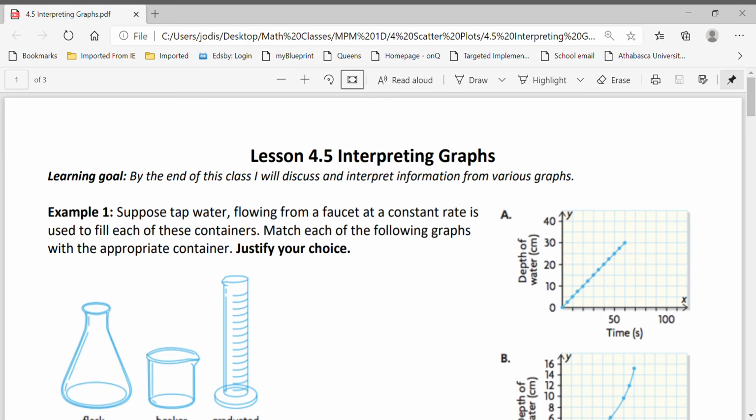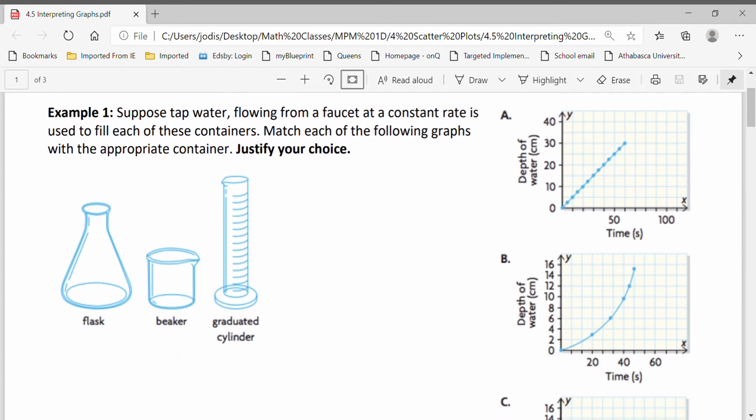Okay, so this is the last lesson for Unit 4. So this is lesson 4.5, and we're going to talk about interpreting graphs today. So by the end of the lesson, we should be able to discuss and interpret information from various graphs that we see.